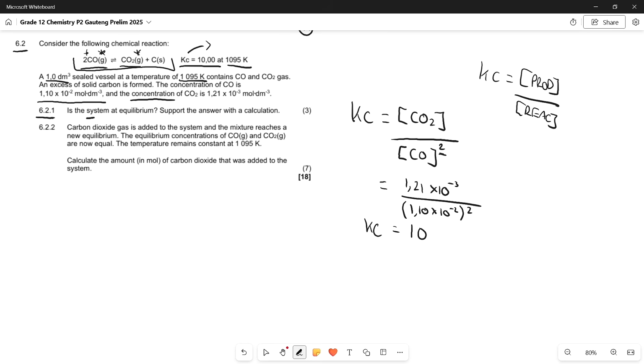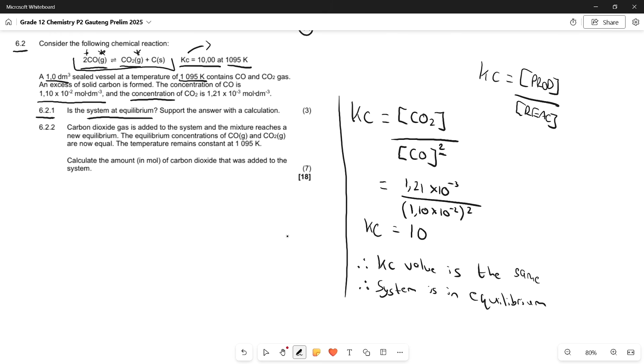And then heading back to the question, them asking is the system at equilibrium, we'll then say Kc value is the same, i.e. it was 10 before this reaction took place, and then it's 10 now. So Kc value is the same, and therefore system is in equilibrium. And this over here would earn us 3 marks.